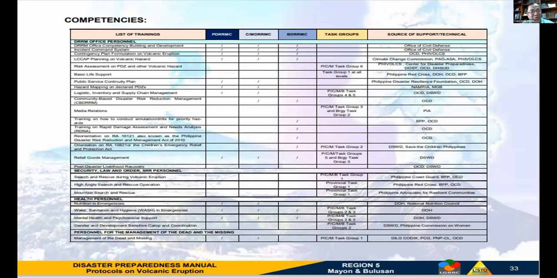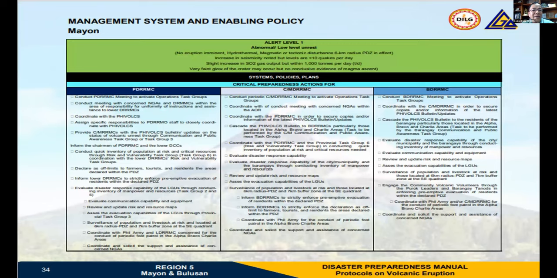So marami tayong information na available na makikita sa manual. Pagandahin pa po natin ito by way of actual implementation of the manual. Anyway, first version pa lang naman ito. Marami pang mangyayari sa mga darating na araw. Depende yan sa mga new experiences naman sa mga susunod na volcanic eruptions.